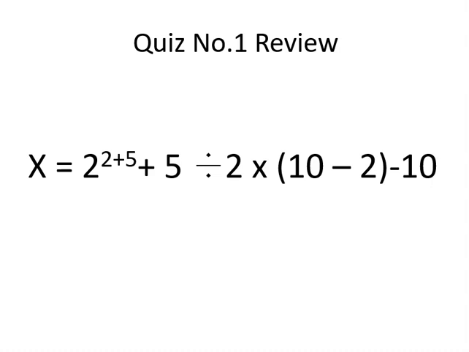We're going to go ahead and start off with a quiz number 1 review real quick. If you'll recall, you had a problem that you had to solve, and you had to give me an idea of what order of operations you followed. The problem was x equals 2 to the power of 2 plus 5 divided by 2 times open parentheses 10 minus 2, close parentheses minus 10.